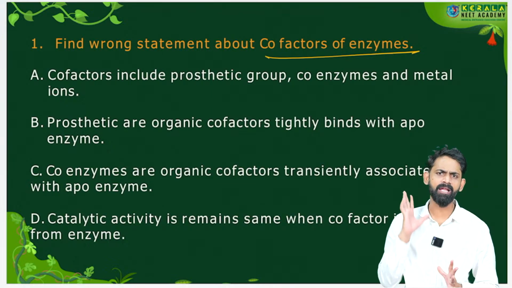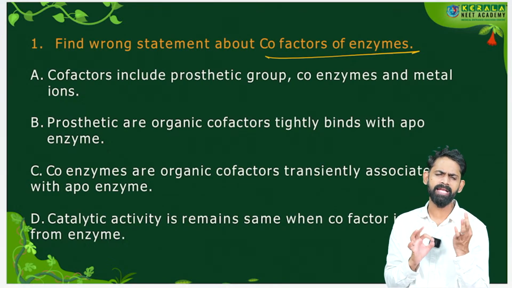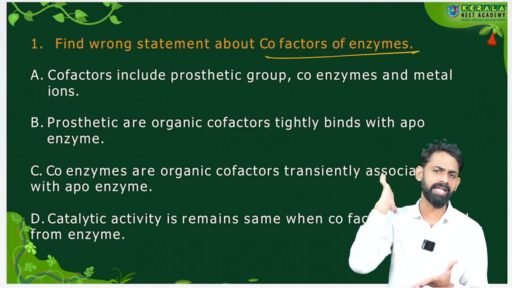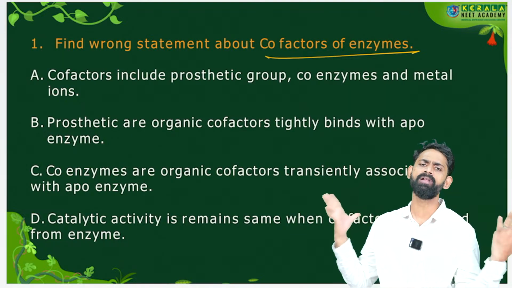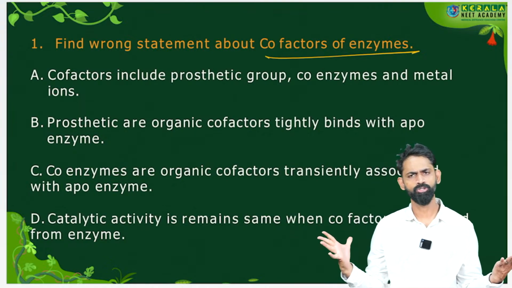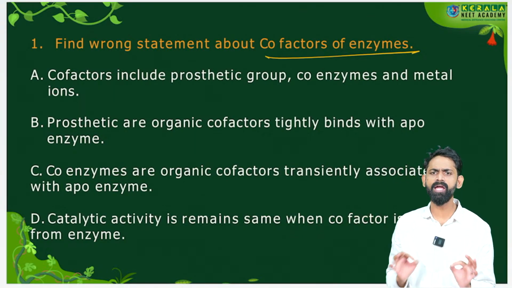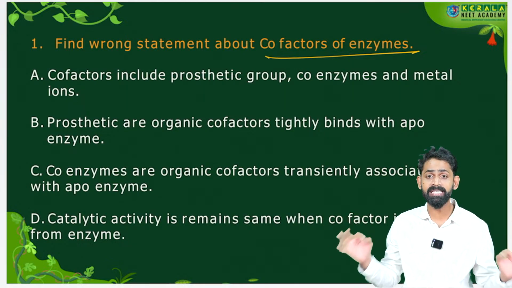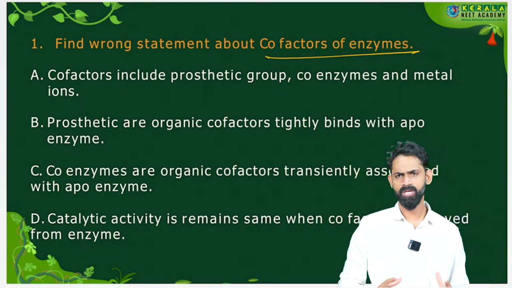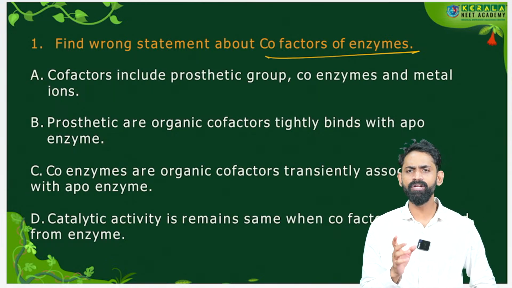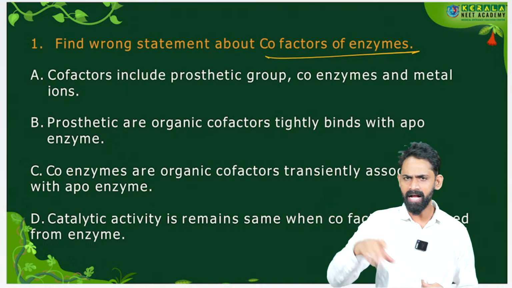Next one is the metal ion. Metal ions are inorganic, otherwise exactly like a prosthetic group. The only difference is that a prosthetic group is organic, while a metal ion is inorganic. The one example is zinc, a metal ion required for the enzyme carboxypeptidase. So this is the description you need, so be careful while you are reading that area.